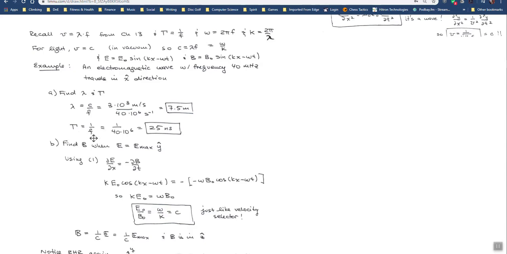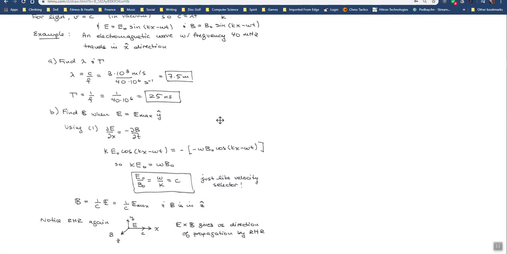Okay, and then the period is just 1 over frequency, so I just take the reciprocal of frequency, and I get 25 nanoseconds. The second part of the question says we're going to find the magnetic field when the electric field has some maximum amplitude in the y direction. For one thing, I know that the direction of B has to be perpendicular to y. So if our direction of propagation is in the x direction, then the magnetic field has to be in the z direction, because E cross B, y cross z, gives me the x hat. Try it with the right-hand rule and see if you agree.